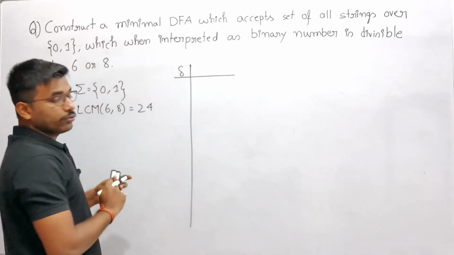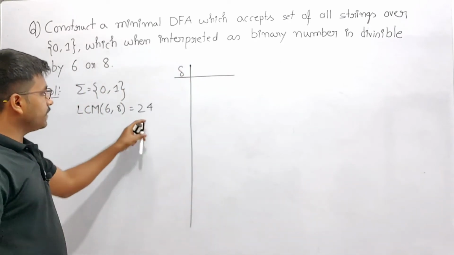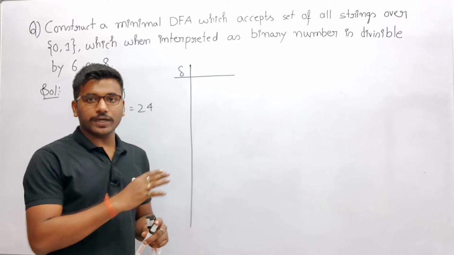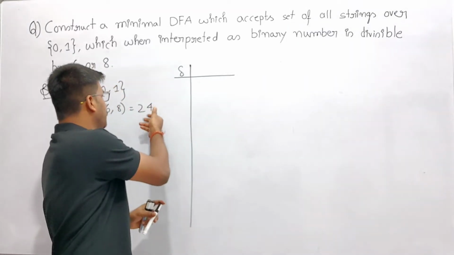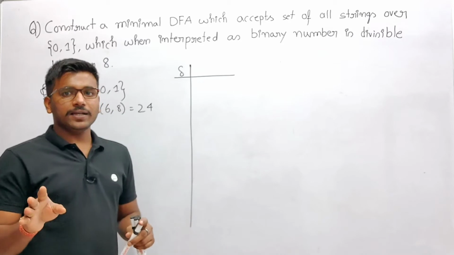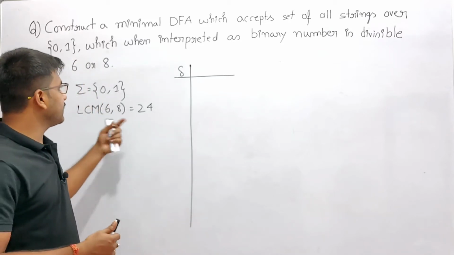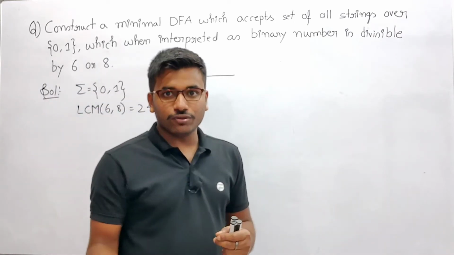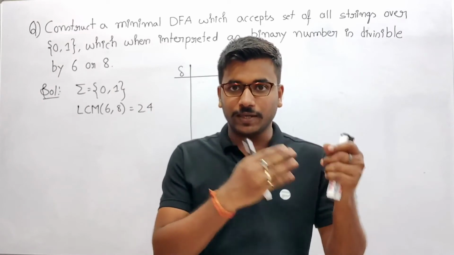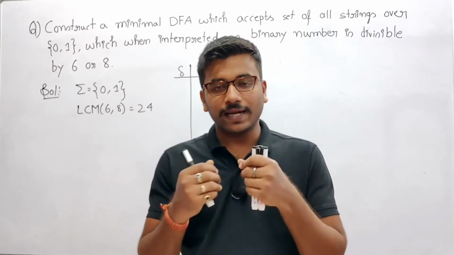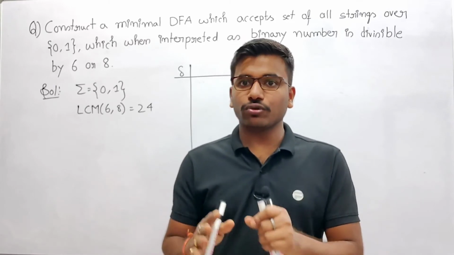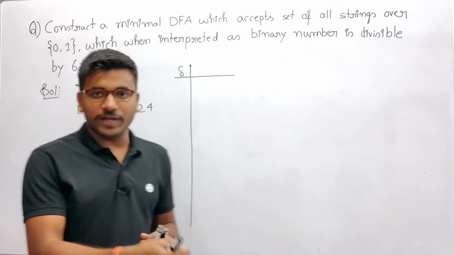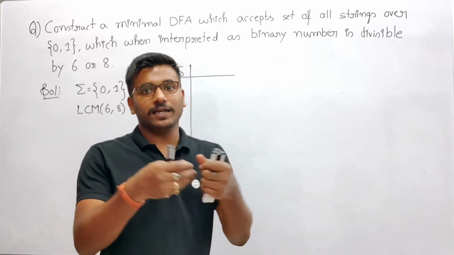See, here you will not be able to apply the formula. If you want to only accept divisible by 24, then you can apply the formula, divide by 2 and get the quotient. But here you also need to know the remainder, when it is divisible by 6 and when it is divisible by 8. That state also you need to make a final state. That's why you should not apply the shortcut here.